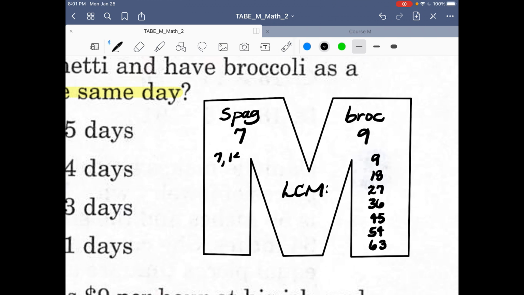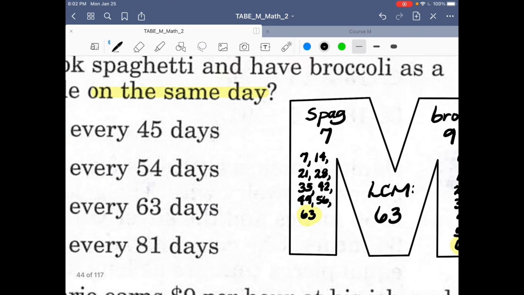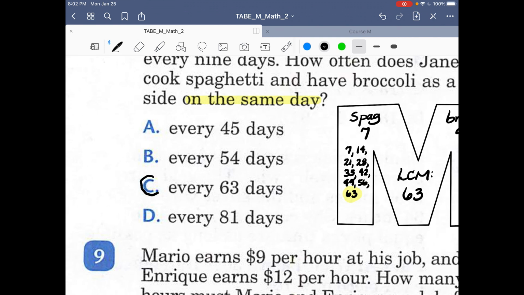7, 14, 21, 28, 35, 42, 49, 56, 63. So every 63 days, Janelle will have spaghetti and broccoli on the same day. And that's going to be answer C. Number 8 is C.